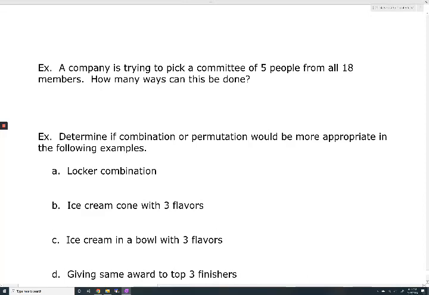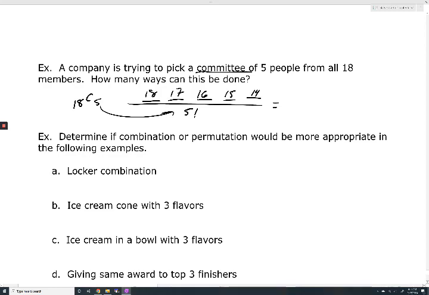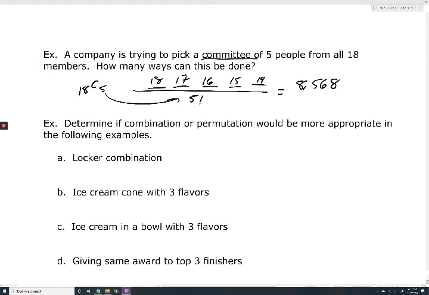Again, for the last one, same concept. We're picking 5 people from 18, but again, because it's a committee and they're not named positions, I don't have a president or a vice president or any of that. It's just a group of people, a committee. That becomes 18C5, which again, 1, 2, 3, 4, 5. And that brings me a total of 8,568.